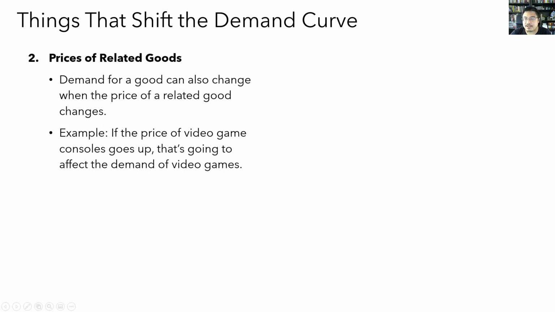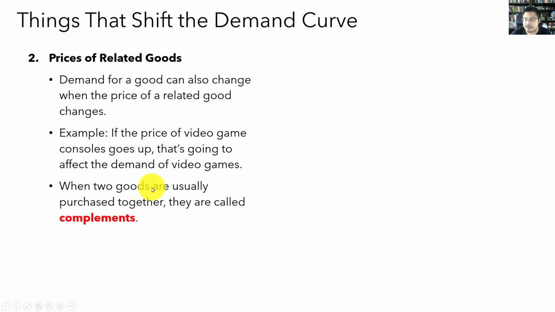The second thing that can shift demand curves that we'll talk about is the price of related goods. So demand for a good can change when the prices of other goods change. And here's an example. If the price of video game consoles goes up, then that's probably going to affect the demand for video games, right? And how the price of a related good affects another good's demand depends on whether those two goods are substitutes or complements. Okay, so here's what I mean by that.